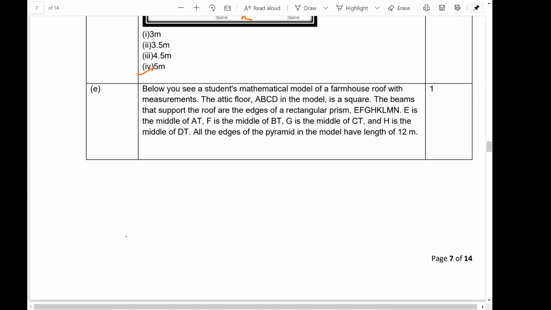E is the middle of AT. F is the middle of BT. G is the middle of CT. And H is the middle of DT. So by keeping this in mind, we have to answer the remaining questions.